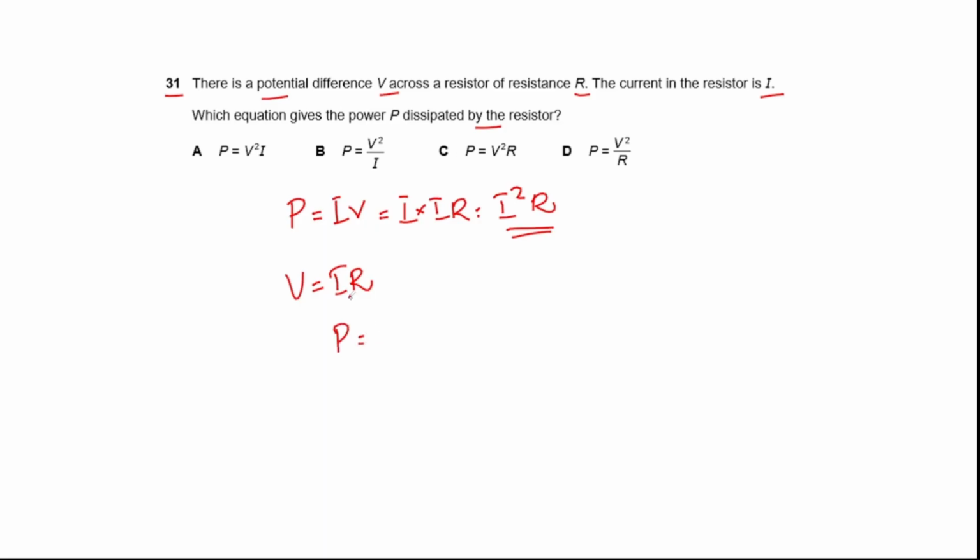And the next one, you can substitute for the current using this, which is V over R. So I changes into V over R, and it's multiplied by V, which gives you V squared divided by R. So the option is D.